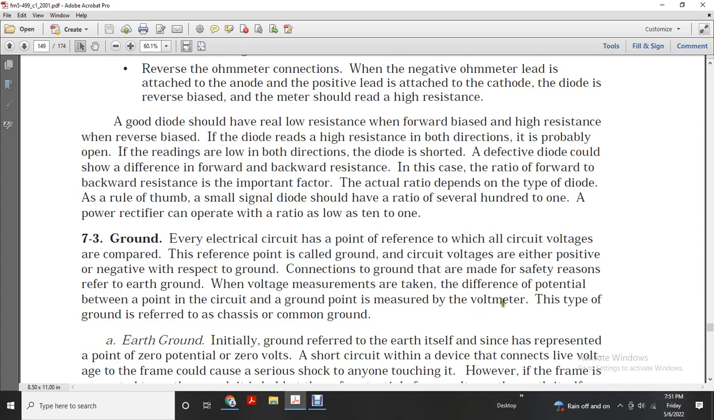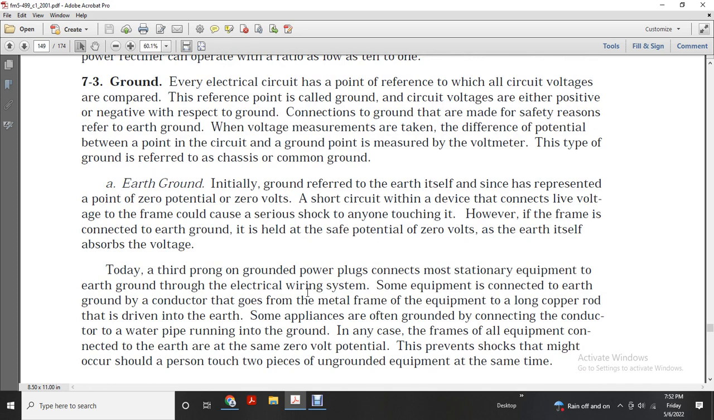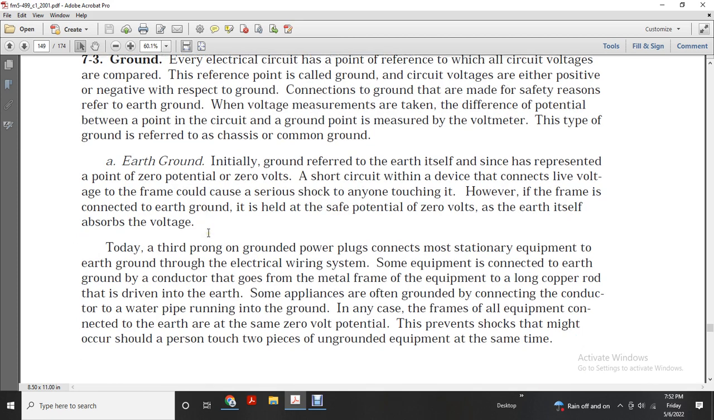When voltage measurements are taken, the difference in potential between a point in the circuit and the ground point is measured by a voltmeter. This type of ground is referred to as chassis or common ground. An earth ground is literally ground referred to the earth itself, since it represents a point of zero potential. A short circuit that connects a live voltage to a device frame can cause a serious shock to anyone touching it. However, if the frame is connected to earth ground, it is held at a safe potential of zero volts, as the earth will absorb the voltage.